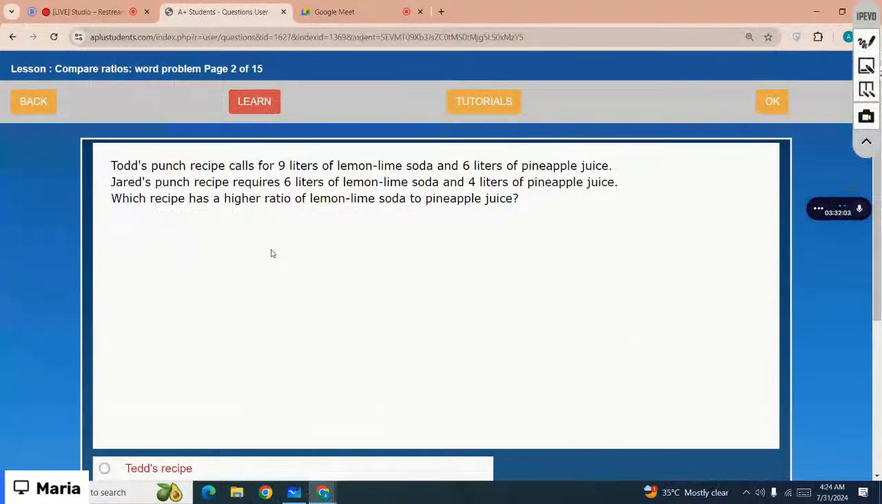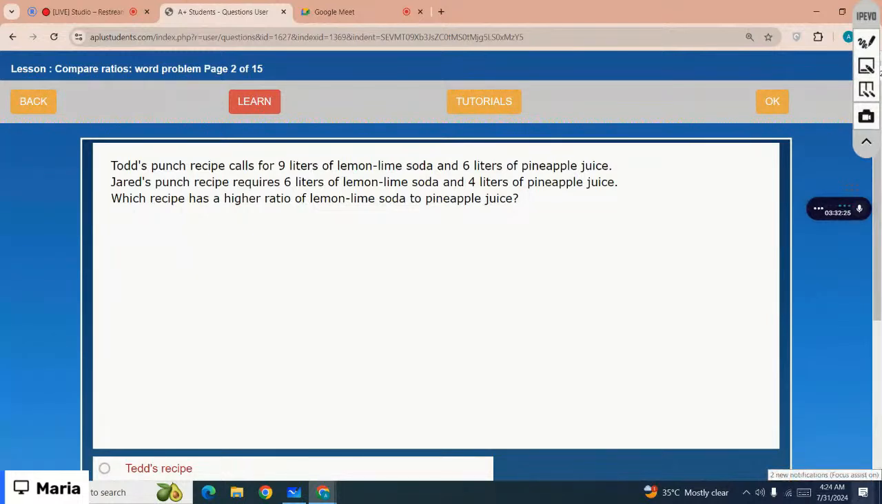Toad's punch recipe called for 9 liters of lemon lime soda and 6 liters of pineapple juice. Jared's punch recipe requires 6 liters of lemon lime soda and 4 liters of pineapple juice. Which recipe has a higher ratio of lemon lime soda to pineapple juice?